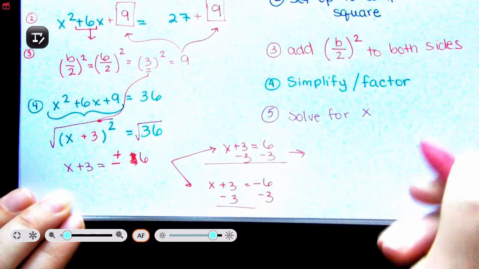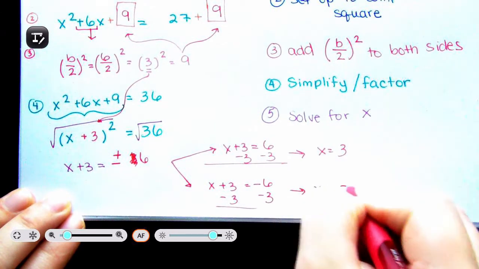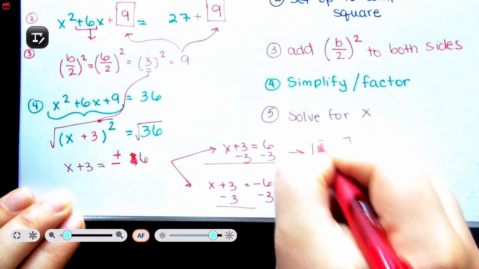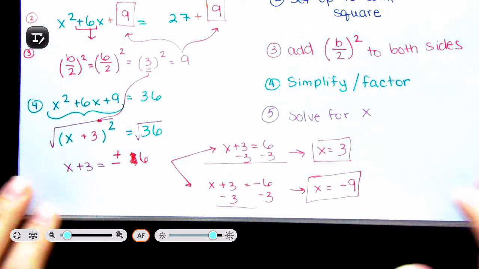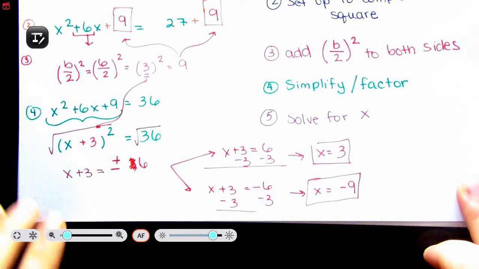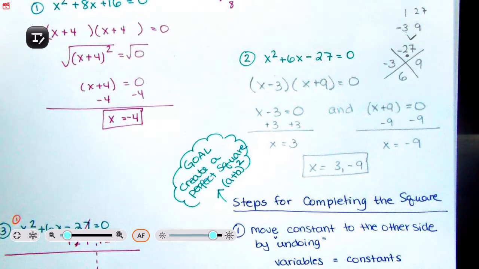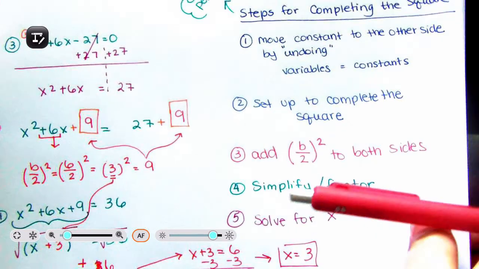So what do we have? We have x is equal to 3, and we have x is equal to negative 9. Those are our two solutions to our quadratic equation. Now remember, this was us completing the square on this quadratic equation, but we already solved it using the diamond method, and our answers are exactly the same. They should match as long as we follow the steps.